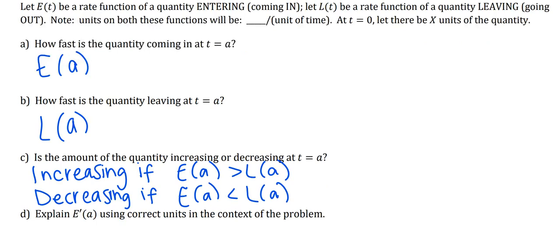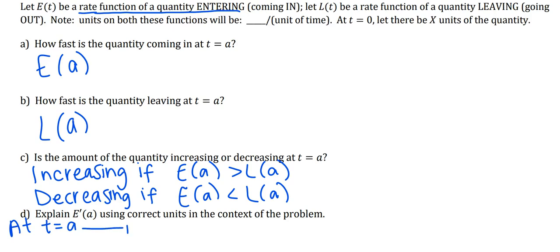It says explain E prime of A using correct units in the context of the problem. So we're just going to go back to our template of explaining a derivative in the context of the problem. Just be careful because E of t is a rate function, right? So if I take the derivative of that, I should be seeing the word rate how many times in my sentence? I should be seeing it twice. So we are going to use our template. So we're going to go at time t equals a. Don't forget your units of time there.